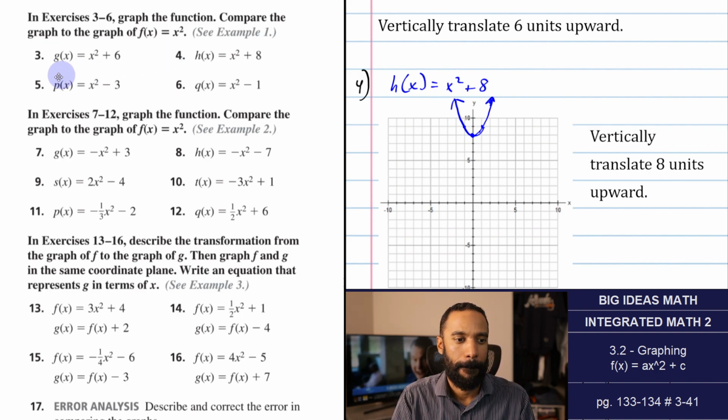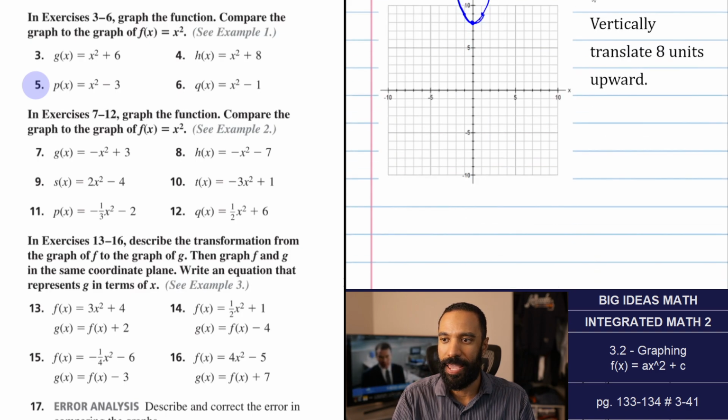Number 5. P of x equals x squared minus 3.